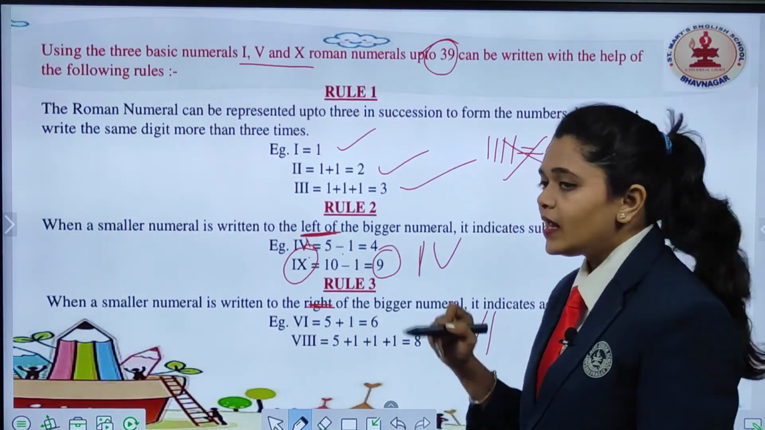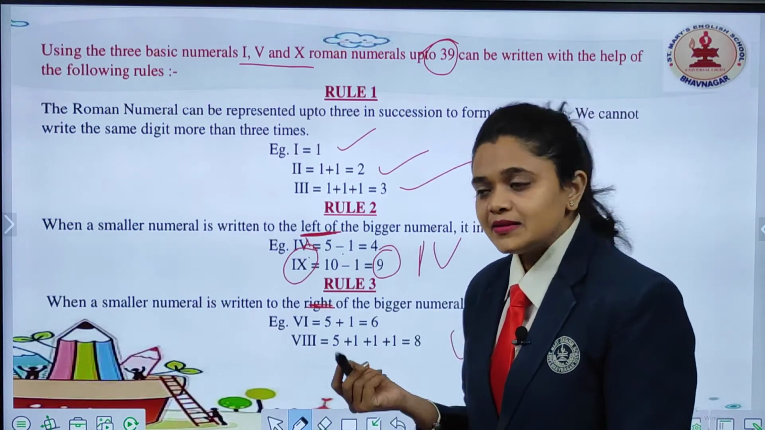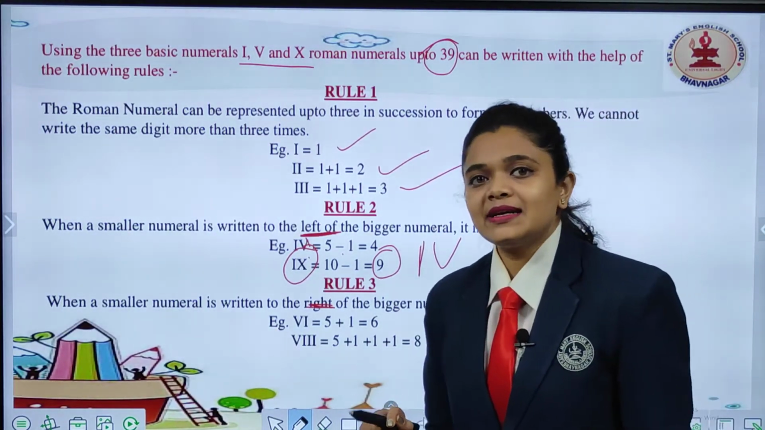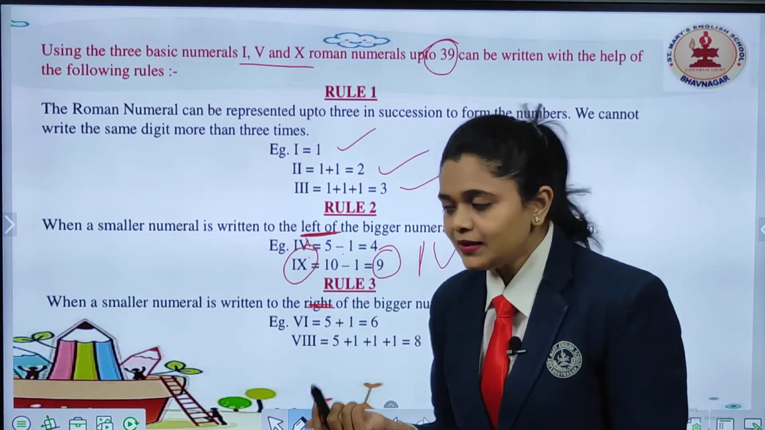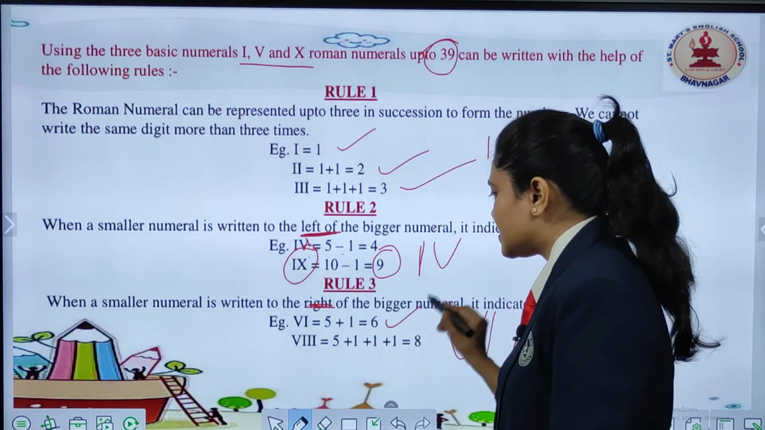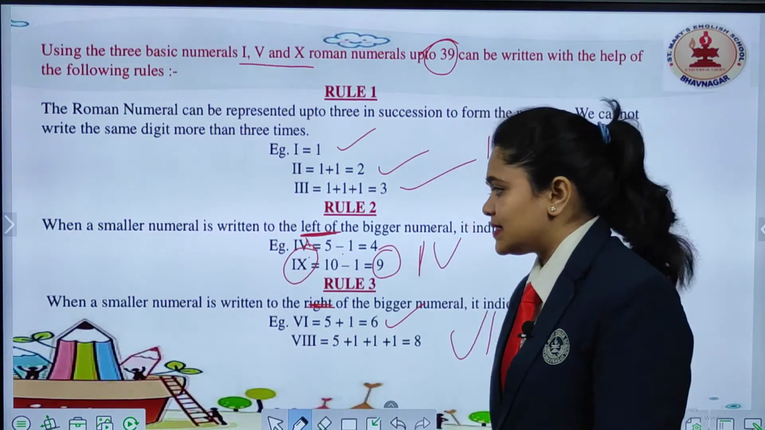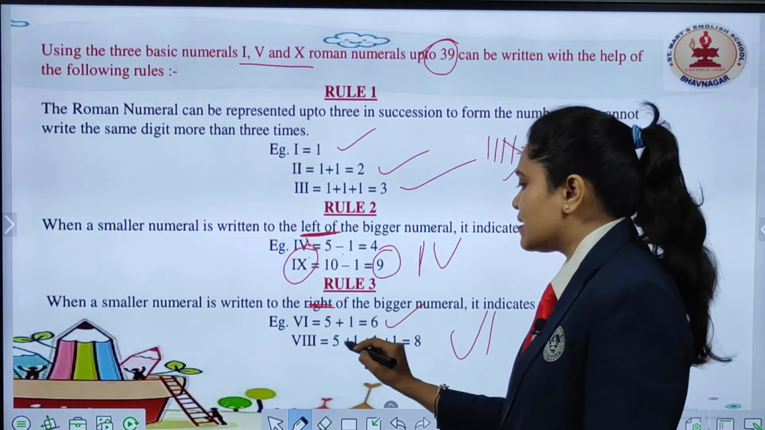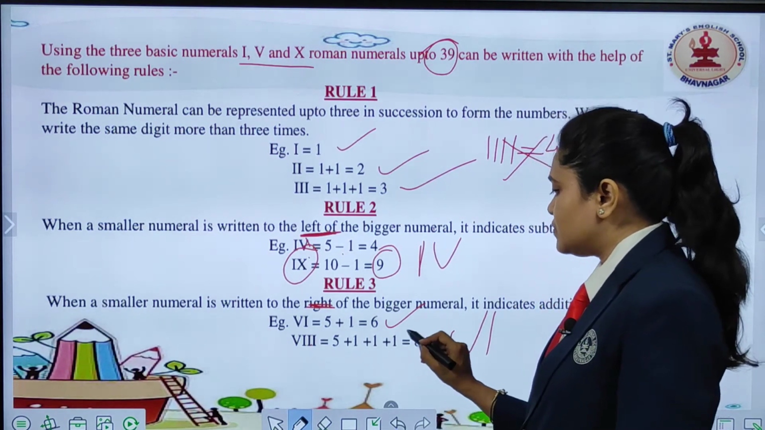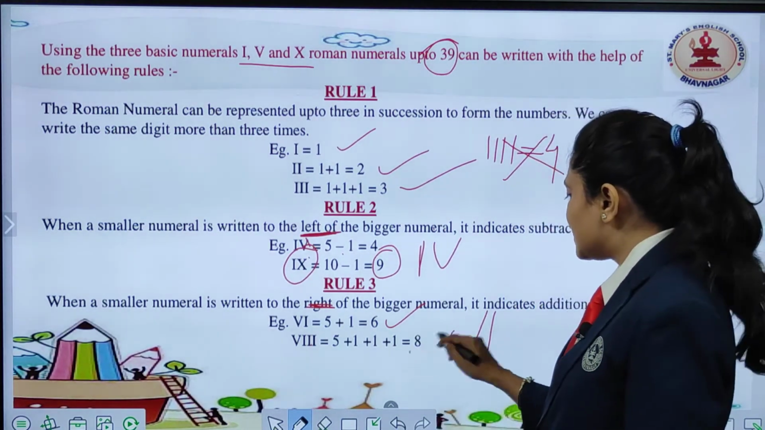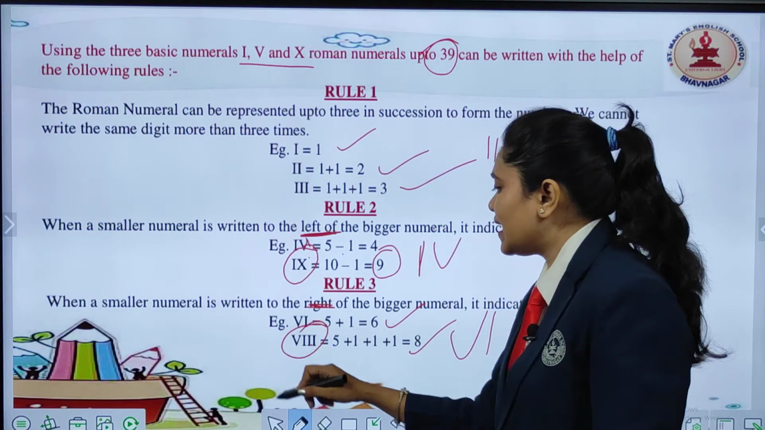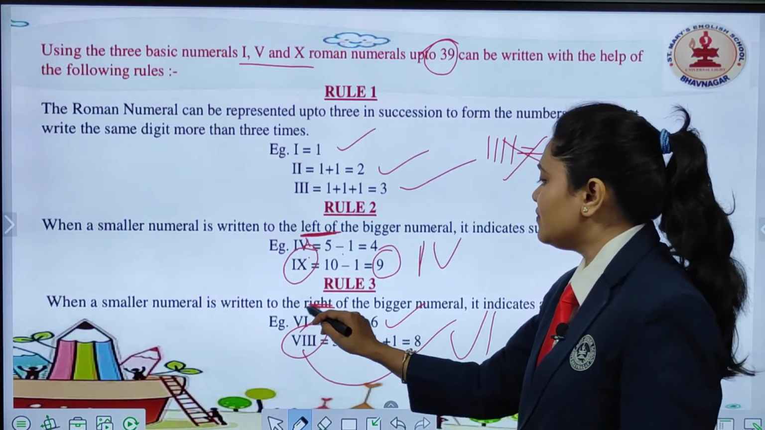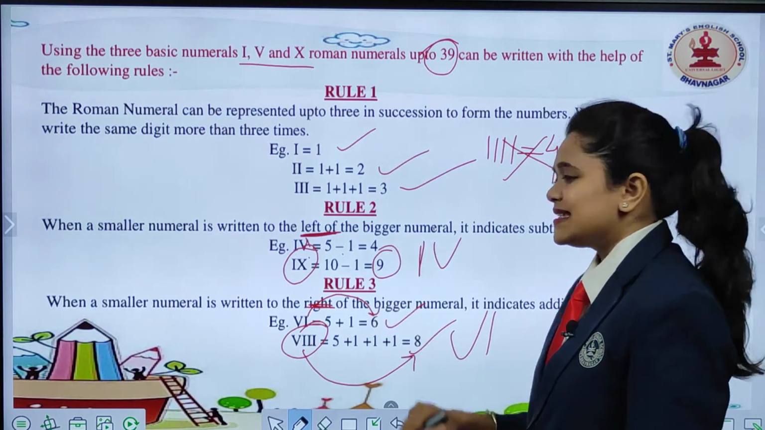Here I was written to the left hand side. Now I is written to the right hand side. So if it is written to the right hand side, that means you are going to add it. That means 5 plus 1 gives us 6. Or another example, VIII. That means 5 plus 1 plus 1 plus 1 gives us 8. So VIII represents what? 8. And IV represents what? 4.